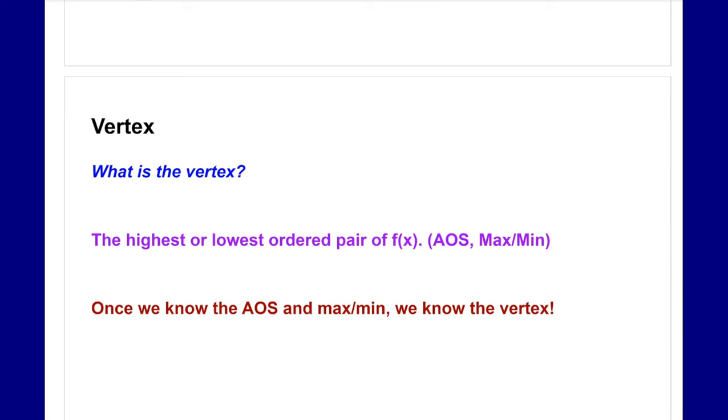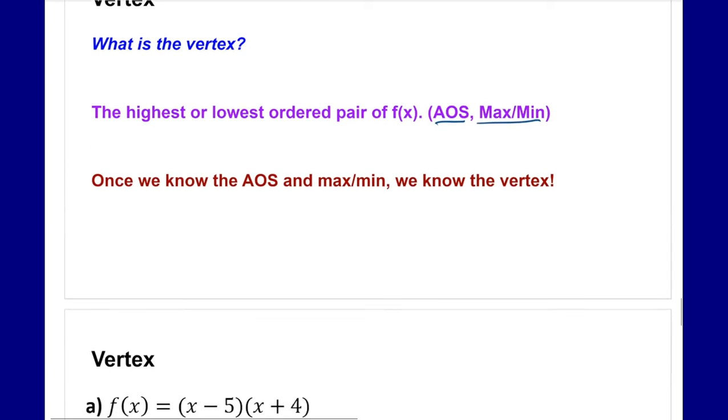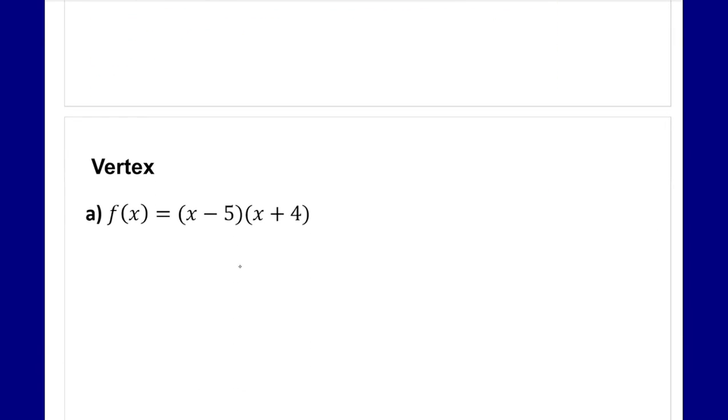Because what is the vertex? Well, the vertex is just the lowest or highest ordered pair of the function. So it's that point at that lowest value or at that highest value. Essentially, it's just a combination of your axis of symmetry value and your max or min value. So once we know the axis of symmetry and the max or min, we know the vertex. So we already have those two values, right?